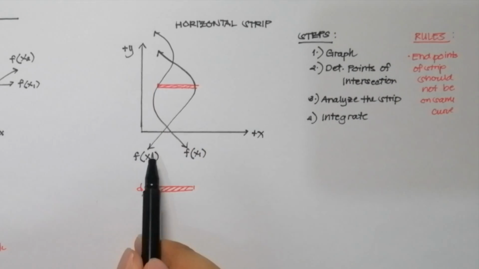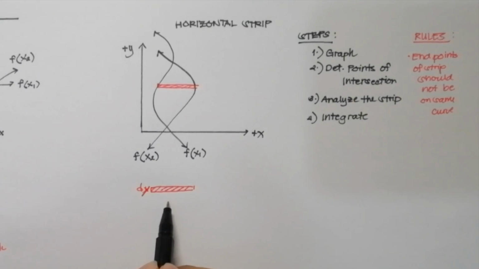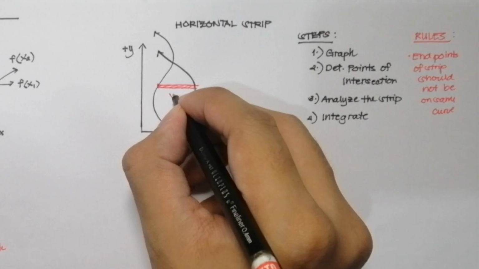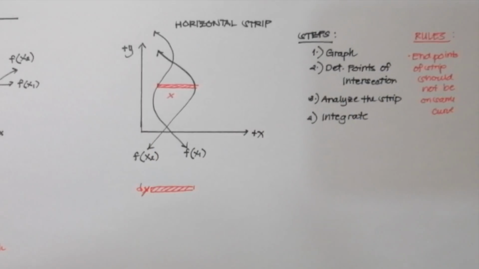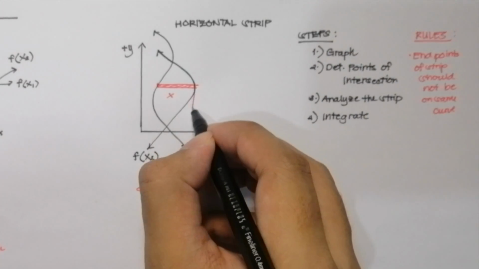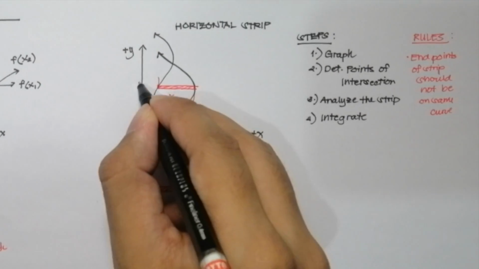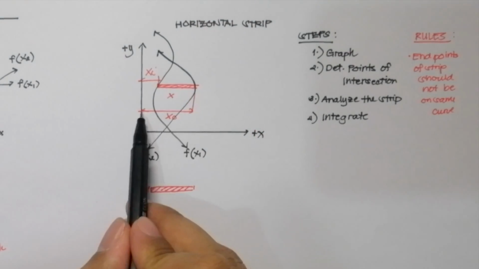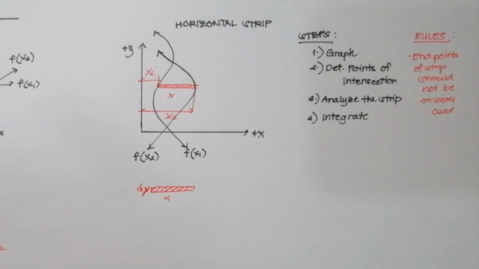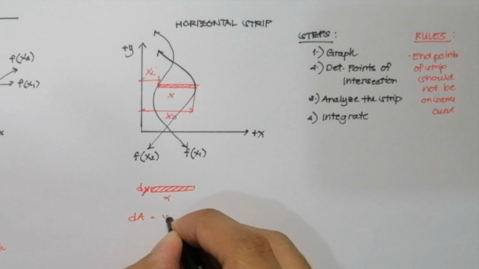Since we are dealing with the horizontal strip, we will let our strip run along the positive y-axis. And let us name the length of the strip as x. So similar to our vertical strip, the x values are measured from the positive y-axis. So we can name this as xo or x outer, and this will be x inner. So by subtracting the values of x outer and x inner, we can get the value of x. So let us write it down. The differential area is equal to x dy.